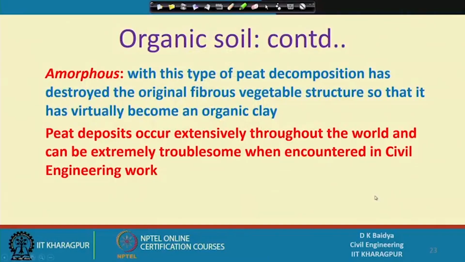So, if a structure is constructed over an organic clay, we expect a very large amount of settlement, and that settlement has to be estimated, otherwise the building or structure will face difficulty, or it will not be able to give proper service. So, that is the warning, that if you find organic clay anywhere, it has to be handled very carefully.